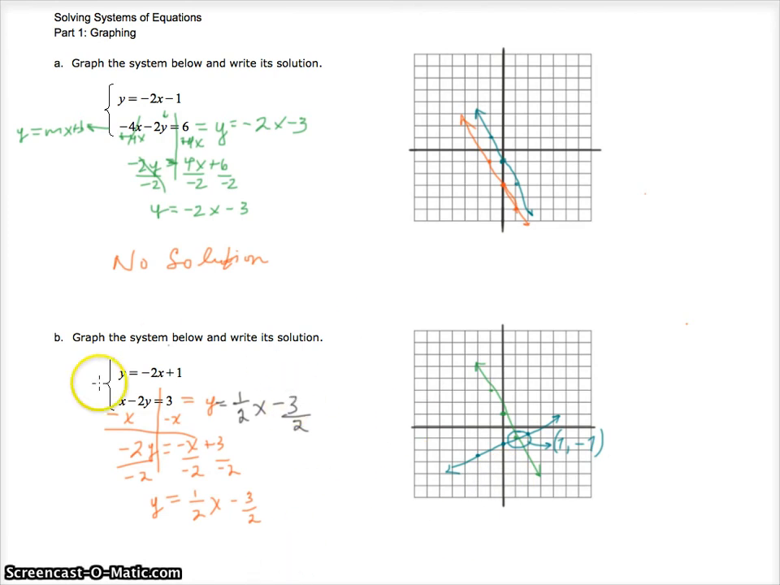Alright, so just make sure that both equations are in slope-intercept form, and then you can graph them. Once you find your solution, whether it's intersecting lines, whether it's parallel lines, or whether it's one and the same equation. Good luck.